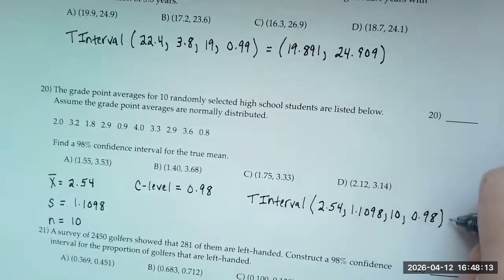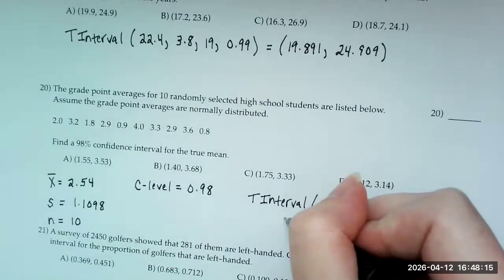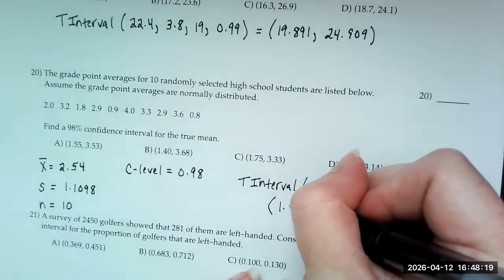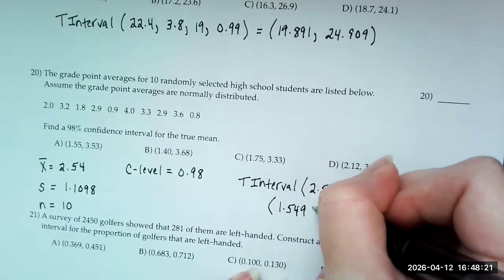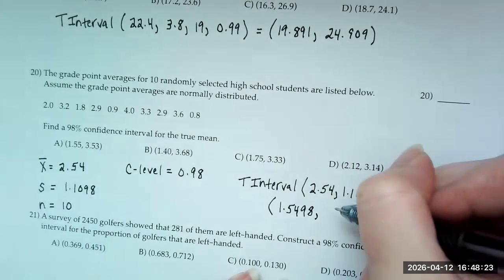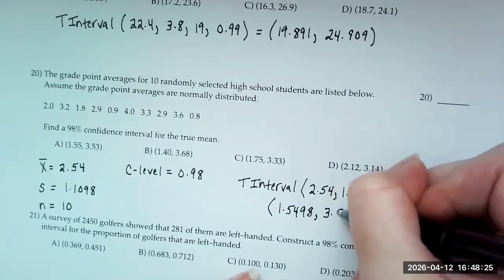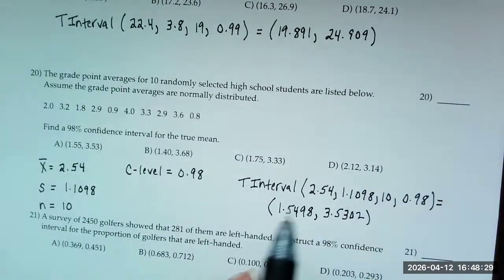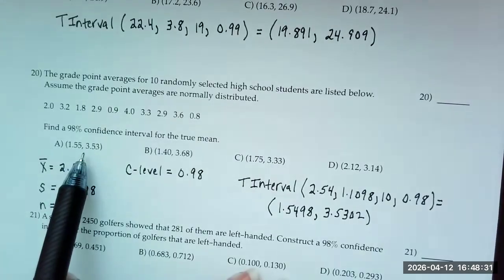And again, it's going to do all the work for us as long as we enter that correctly. And so we get 1.5498 as the lower value and 3.5302 as the upper value, which is going to be answer choice A.